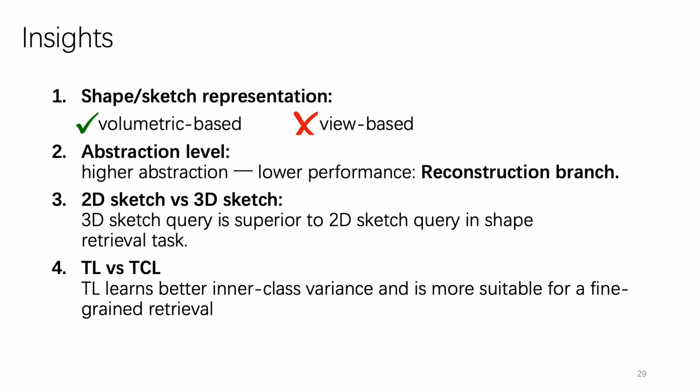Finally, we compare two commonly used contrastive losses for retrieval tasks, triplet loss and triplet center loss, and show that triplet loss learns better inter-class variance and is more suitable for fine-grained retrieval.